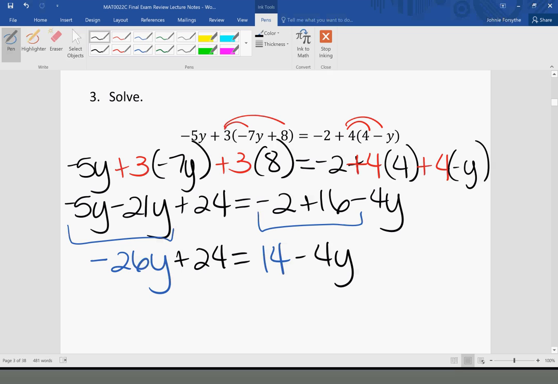So now I want to move my variables to one side of the equal sign and my constants to the other side of the equal sign. So I'm going to move this negative 4y on the other side. So I'm going to add it. So it'll go away on the right and move to the left.